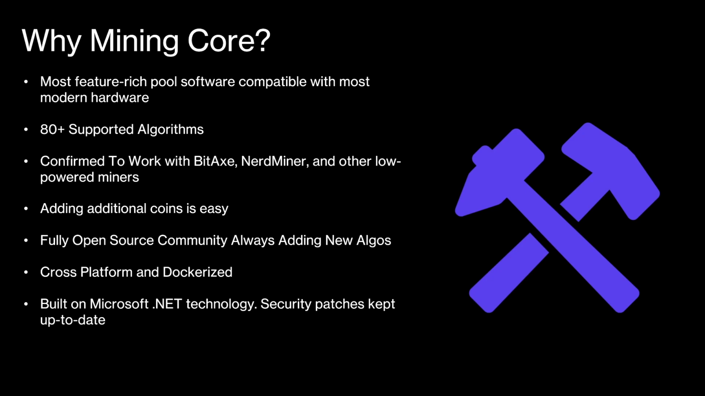And I have personally confirmed it to work with Bitaxe, NerdMiner, the Canaan Avalon Nano 3s, and tons of other low-powered hardware. I've actually been able to put just ESP32s on it that only get like 72 kilohash a second on SHA-256 and mine Bitcoin and actually get shares with those. So you can configure it to pretty much work with any device, which is awesome. Adding additional coins is super easy. That's obviously another plus.